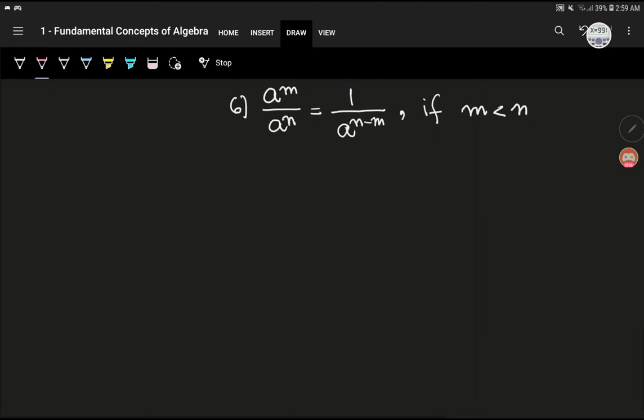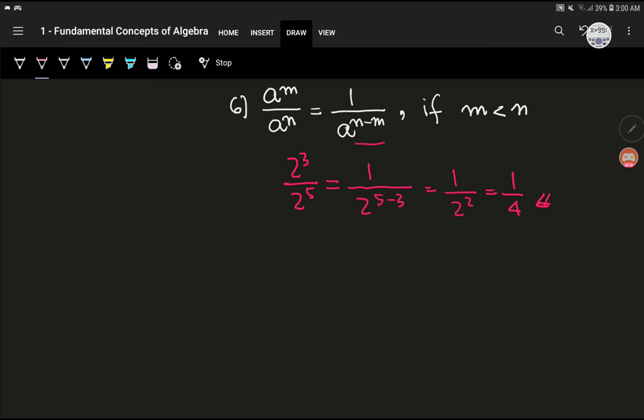An example is 2 cubed over 2 to the power of 5. Since 3 is less than 5, we rewrite this fraction in this form. So we have 1 over 2 to the power of 5 minus 3, which equals 1 over 2 squared, which equals 1 over 4.